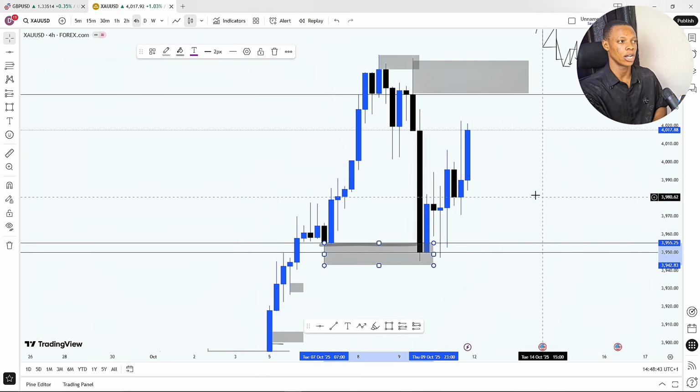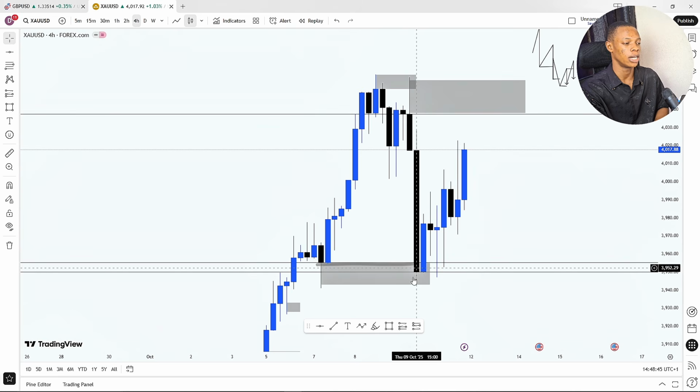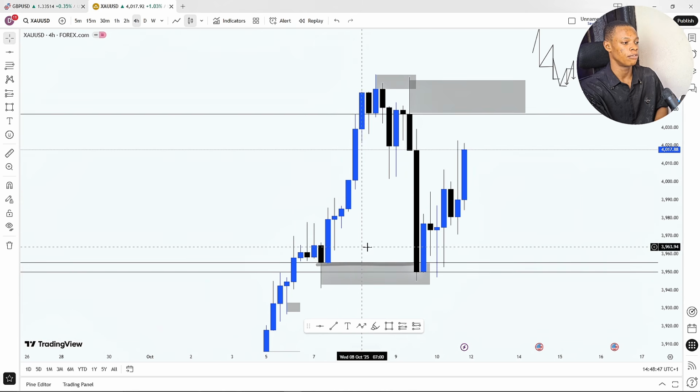But this is what I do. Since I know this is a level gold can likely get to on a 4-hour time frame, I've marked it out.